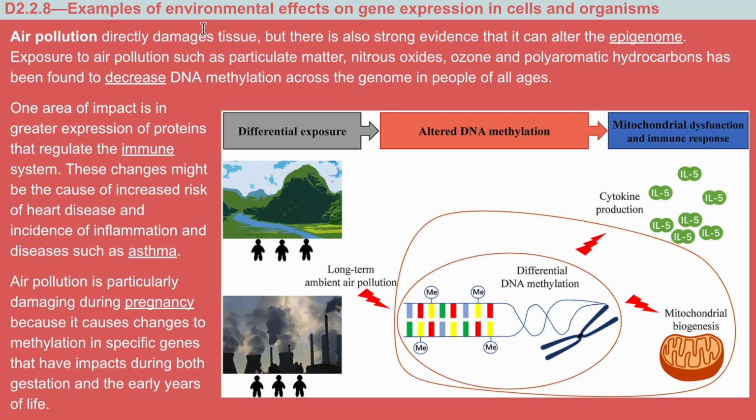All right, other examples of environmental effects. Air pollution directly damages tissue, but there is also strong evidence that it can alter the epigenome. Exposure to air pollution has been found to decrease DNA methylation across the genome in people of all ages. One area of impact is in the expression of proteins that regulate the immune system. These changes could be the cause of increased risk of heart disease and evidence of inflammation and diseases such as asthma. Air pollution is particularly damaging during pregnancy because it causes changes to methylation in specific genes that have impacts both during gestation and the early years of life.